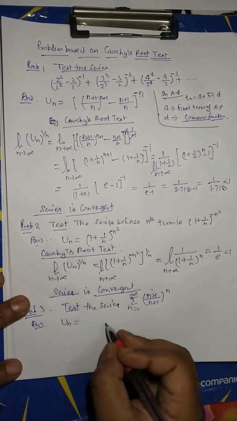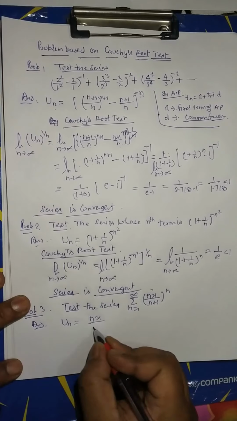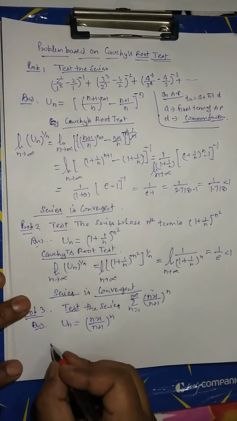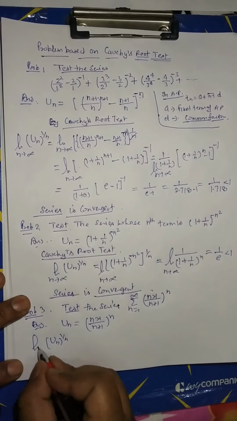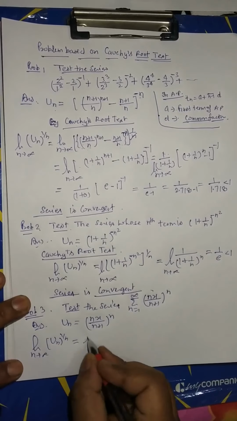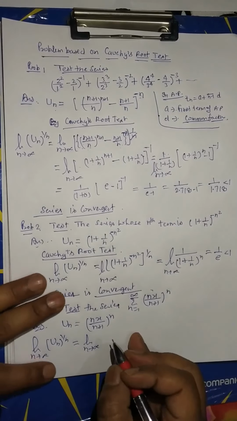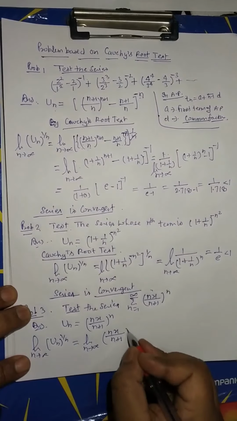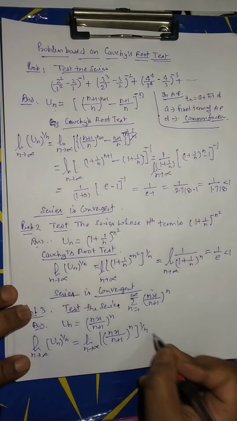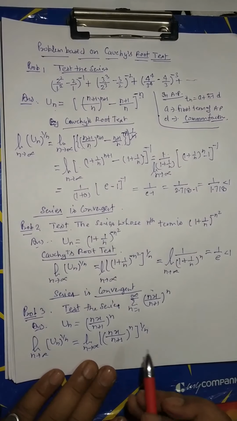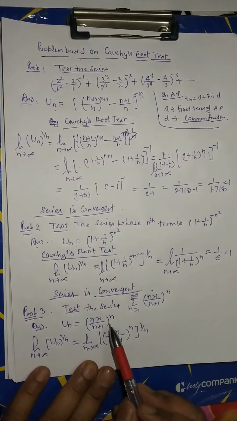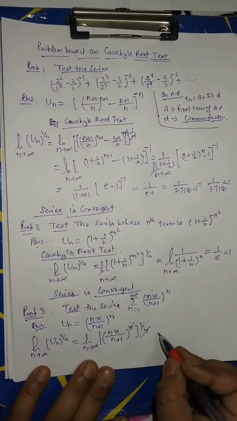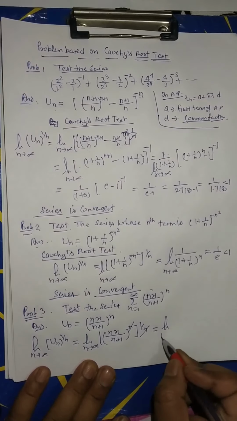Since un is given as (nx/(n+1))^n, by Cauchy root test, limit n tending to infinity of un^(1/n) is equal to limit n tending to infinity of ((nx/(n+1))^n)^(1/n). We apply Cauchy nth root test because the power of un is very large in terms of n.